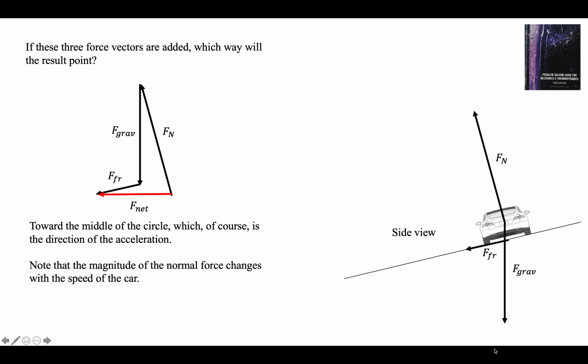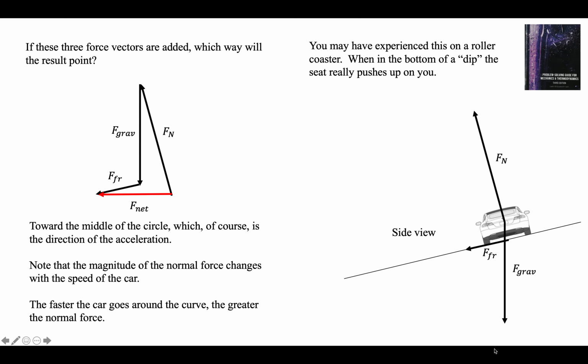Now it's tricky because the normal force changes with the speed of the car. The faster you go around the turn, the bigger the normal force grows. You need it to keep you going in a circle. If you're on a roller coaster and you go into a dip at a high speed, the seat at the bottom really has to push up on you because you have a big acceleration upwards. V squared over r is upwards towards the middle of the circle when you go through a dip.